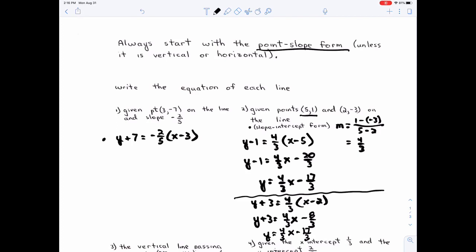How many standard form equations are there for any line? Only 1. Not standard, sorry. How many slope-intercept form equations are there for any line? Only 1. But how many point-slope equations are there for any line? There's an infinite number, because you can use any point and the slope. That's why it's just so easy. It's like any point on the line and the slope. So it wouldn't have mattered which way you did it, you'd get the same answer.